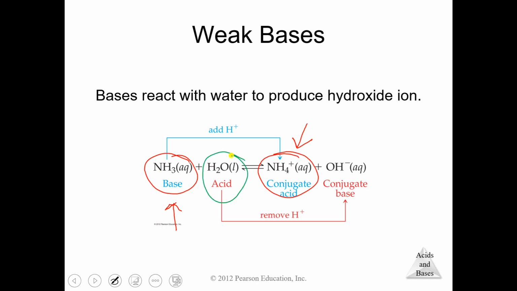That hydrogen is coming from water. We know this to be true because what was H2O is now OH on the product side. That means that water lost or donated a hydrogen. So the NH3 is behaving as a base, and water, which is amphiprotic, meaning it can behave like an acid or a base, is behaving as an acid in this particular situation.